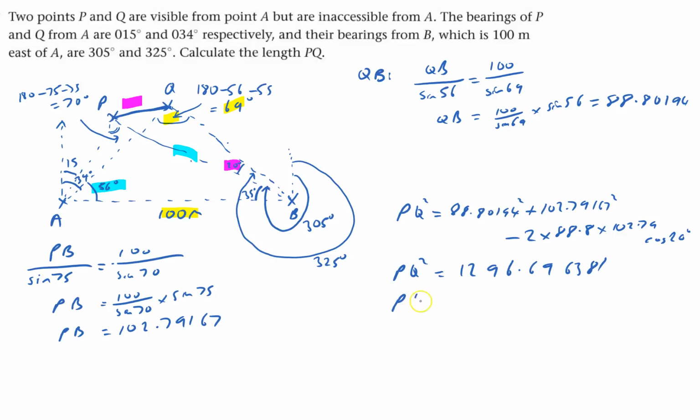And this says that PQ squared equals 1296.696381. So PQ is the square root of that, which is 36.00967066. And so PQ, which is what they asked for, the length PQ, equals 36.0 centimeters to 3 significant figures. They can't be centimeters, surely. No, it's not centimeters, it's meters. 36.0 meters, because that's the unit there. And sorry about the mistake there, but that's done.